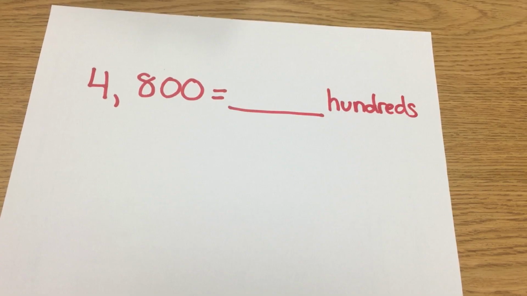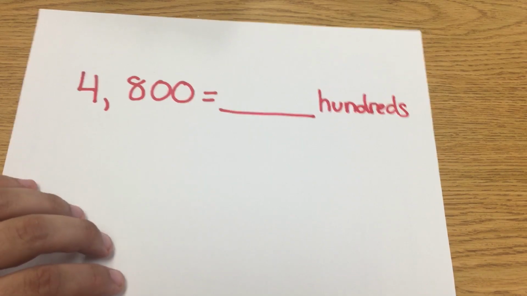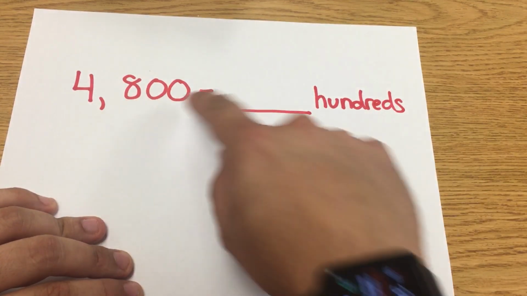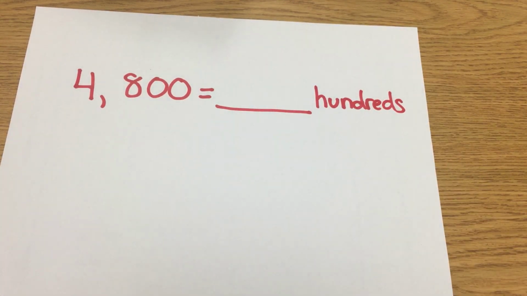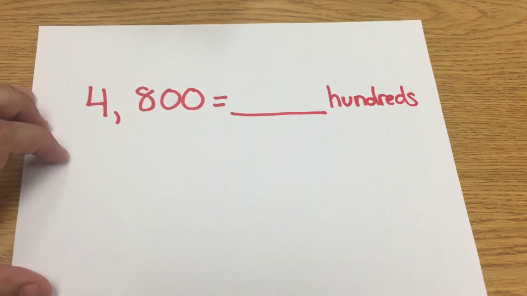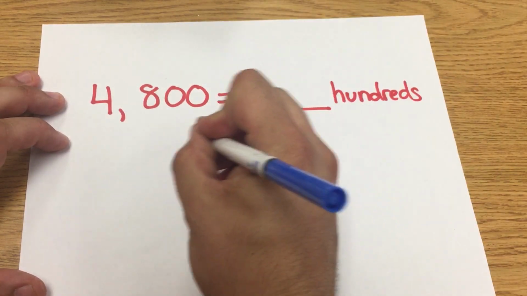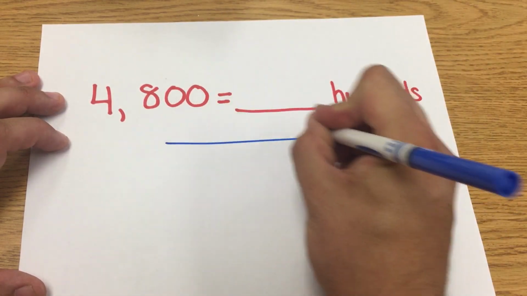So let's say we've got here the number 4,800, and we want to know how many hundreds are in 4,800. And so a way that we should start doing this is to draw a place value chart. That's a really critical skill for 4th grade students to have. Everyone should always be able to draw a place value chart. You never know when you're going to need it. So I'm just going to really quickly draw one right now.